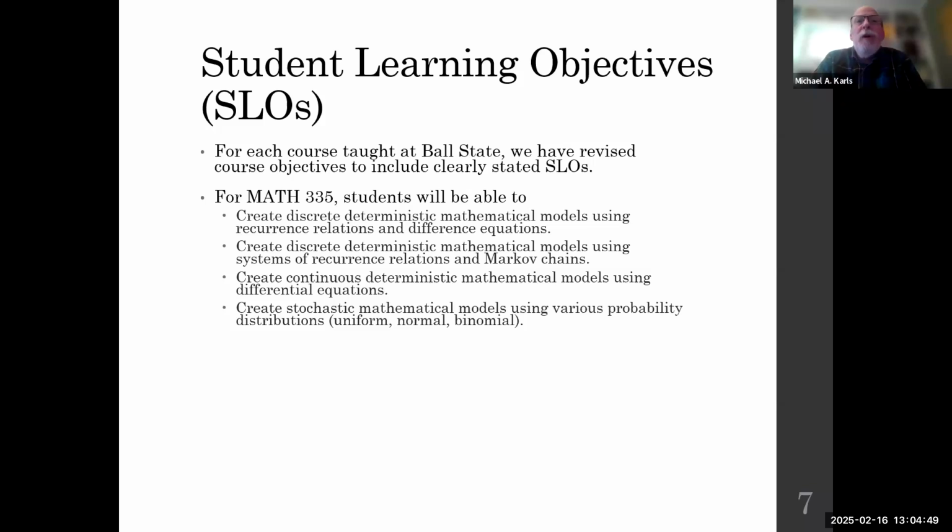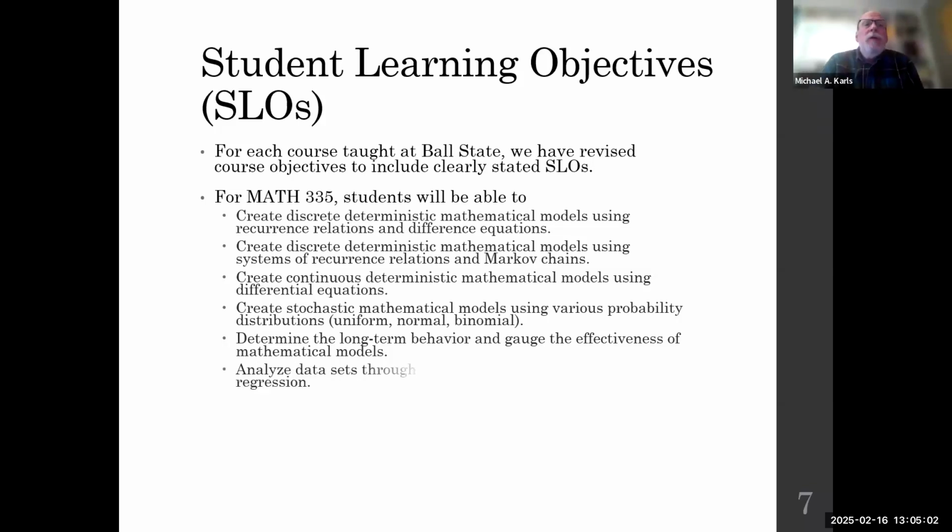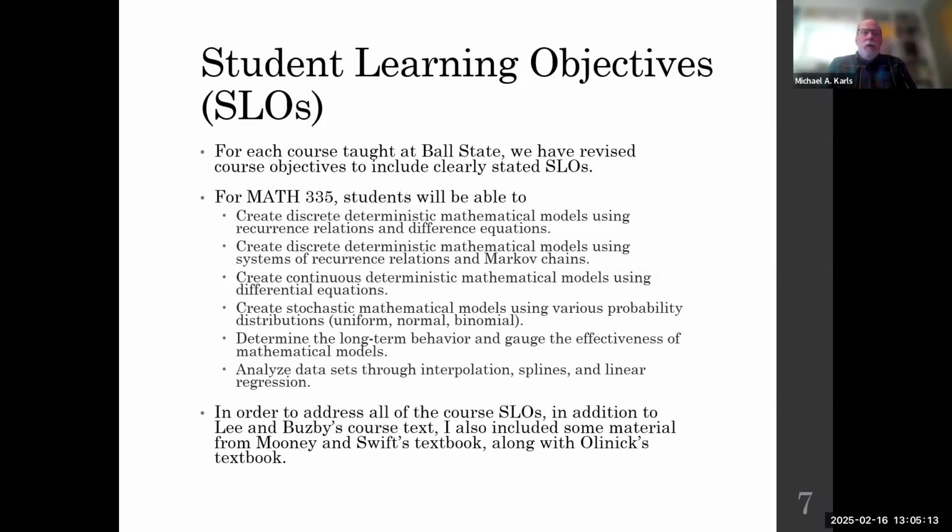Create stochastic mathematical models using various probability distributions: uniform, normal, binomial. Determine the long-term behavior and gauge the effectiveness of mathematical models. Analyze data sets through interpolation, splines, and linear regression. So there's actually a lot of material that is covered in this course. So in order to address all of the course student learning objectives, in addition to Lee and Busby's course text, I included some material from Mooney and Swift's textbook, along with some material from Olenek's textbook as well.